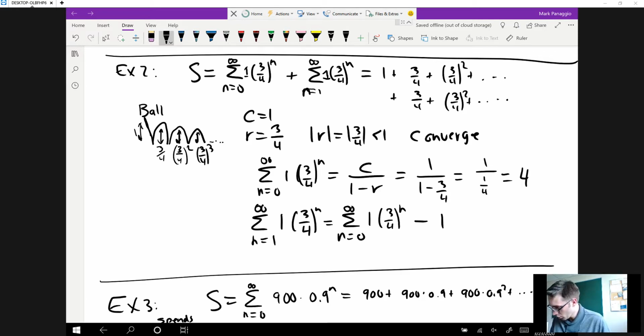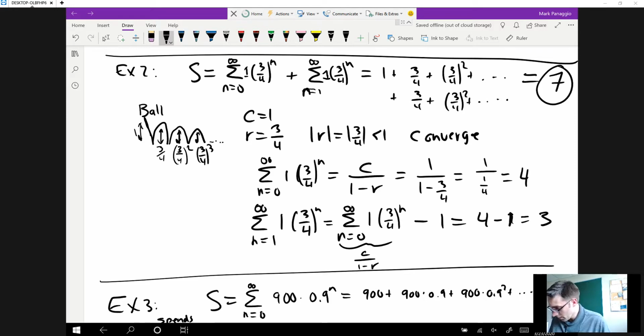Right? We can just remove the first term from the sum. And since we already know what that first term is, that's just c over 1 minus r, which we showed was 4. And we subtract 1, and we find that the second sum is just equal to 3, which means the total distance has got to be just 7.